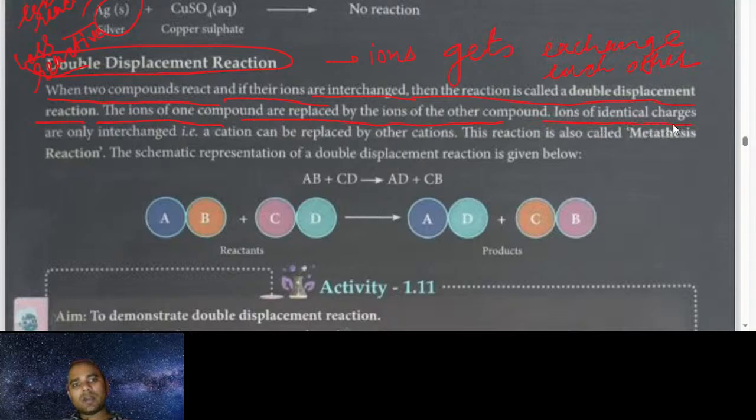Ions of identical charge are only interchanged. That is, a cation can be replaced by another cation. This reaction is also called a metathesis reaction. The scheme representation of double displacement: AB plus CD will form AD and CB. So this is the scheme for the double displacement reaction, students.